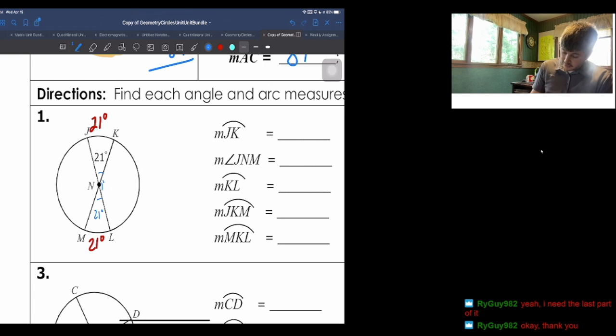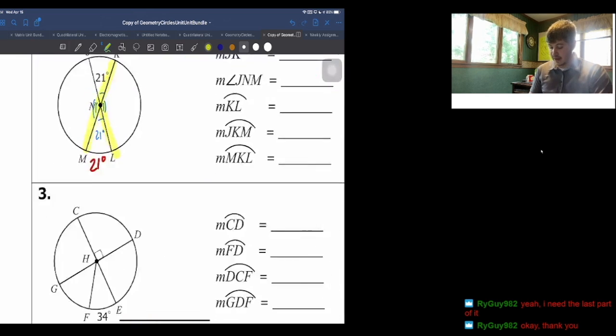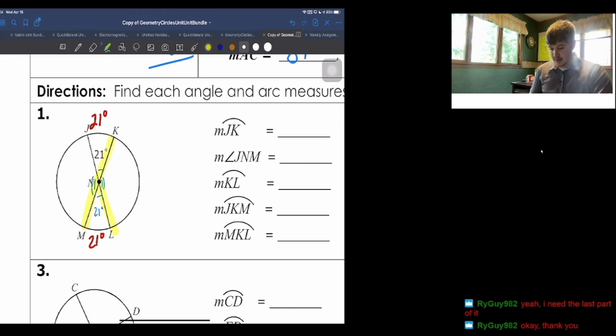So these are also vertical angles, obviously much bigger, but they're linear pairs. We still have this nice straight line being formed right here. So I'm just going to subtract 21 from 180 degrees. I do that, and I get, what is that, 159?